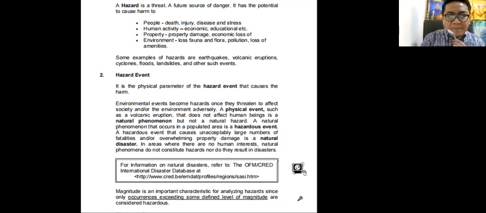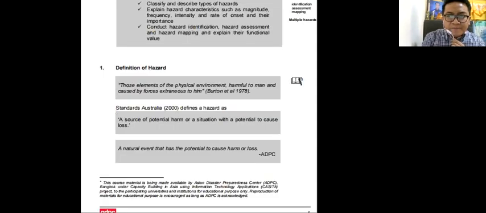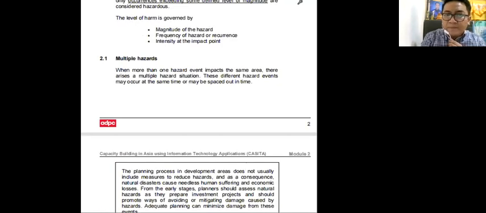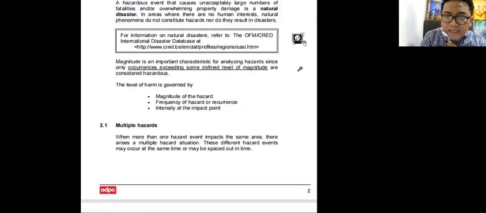A hazard event is a physical parameter of the hazard event that causes the harm. Mapapansin po natin dito sa ating next slide po. Magnitude is an important characteristic for analyzing hazards since only occurrences exceeding some defined level of magnitude are considered hazardous. The level of harm is governed by the magnitude of hazard, frequency of hazard, and the intensity of an impact point.